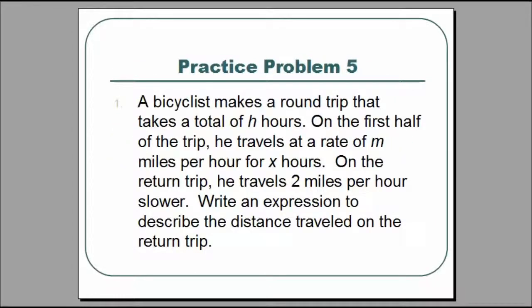Practice problem 5. A bicyclist makes a round trip that takes a total of h hours. On the first half of the trip, he travels at a rate of m miles per hour for x hours. On the return trip, he travels 2 miles per hour slower. Write an expression to describe the distance traveled on the return trip.